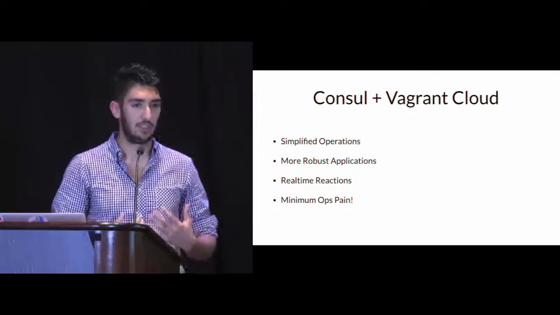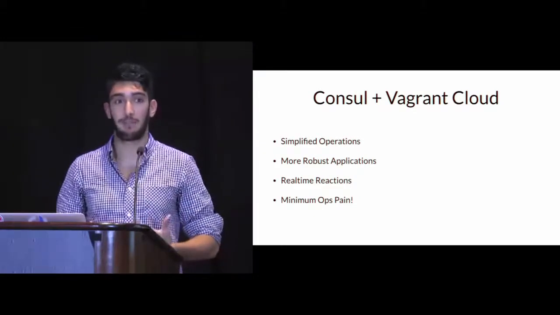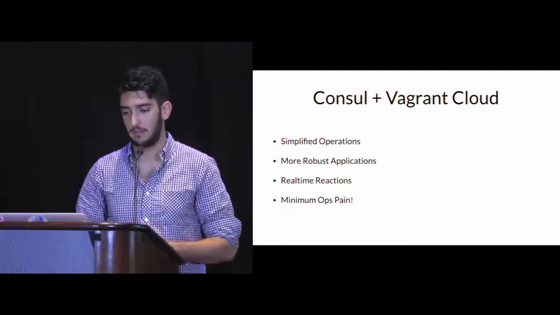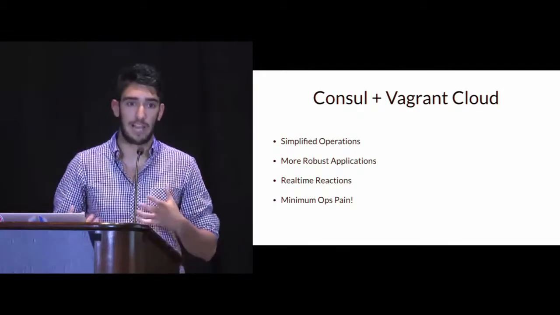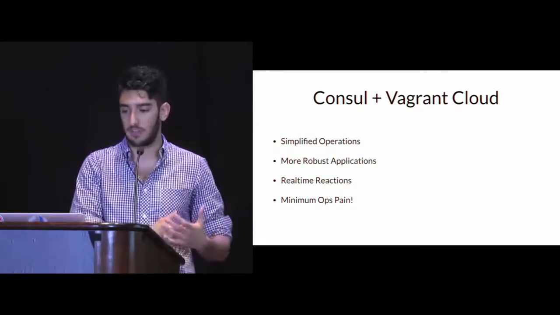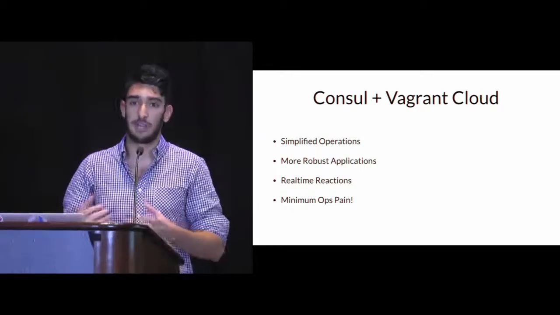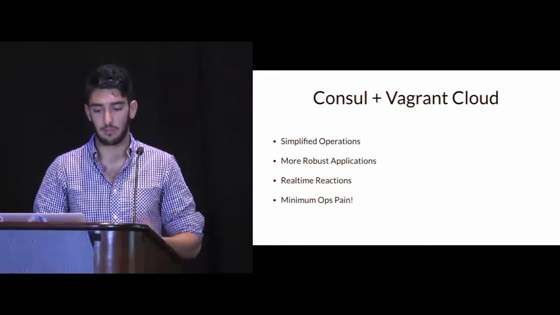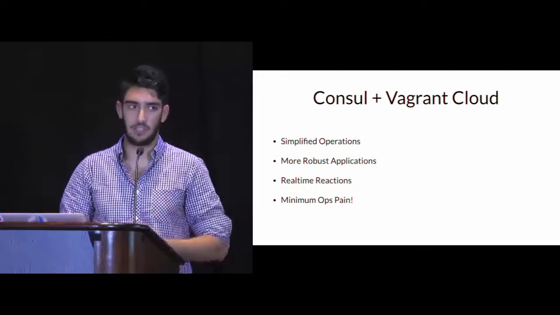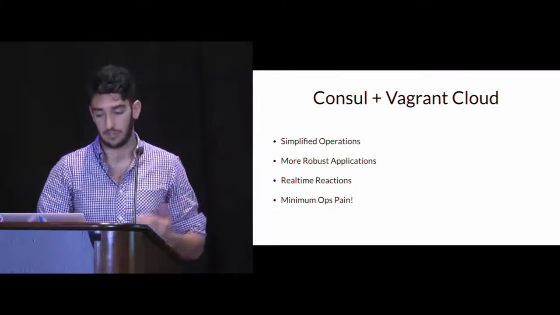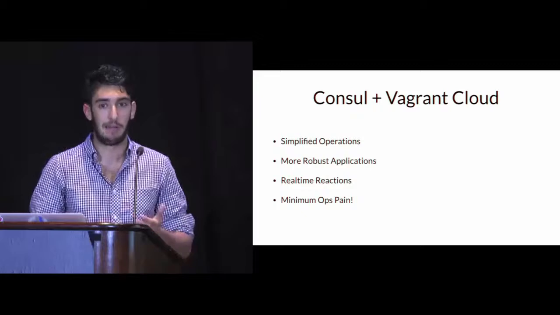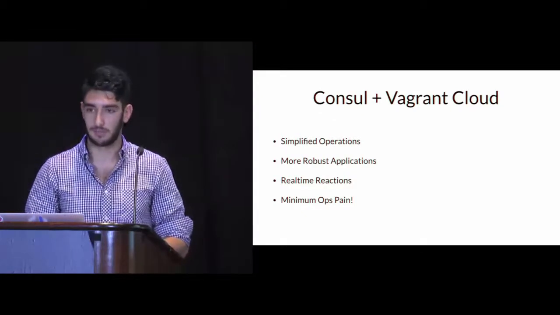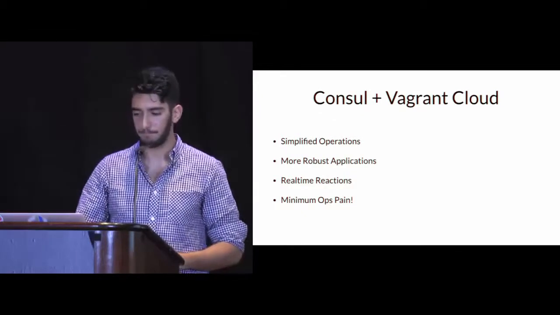So in terms of deploying it within our Vagrant Cloud, it's dramatically simplified our operational pain, right? We're able to build more robust applications by depending on the primitives Consul provides us, and we're getting real-time reaction to things. We're able to build highly available services that fail over quickly. We're able to update our configuration quickly. We're able to manage deploys very quickly. And all of this is done with a minimum amount of ops pain. Most of it is just throwing some JSON files on disk.